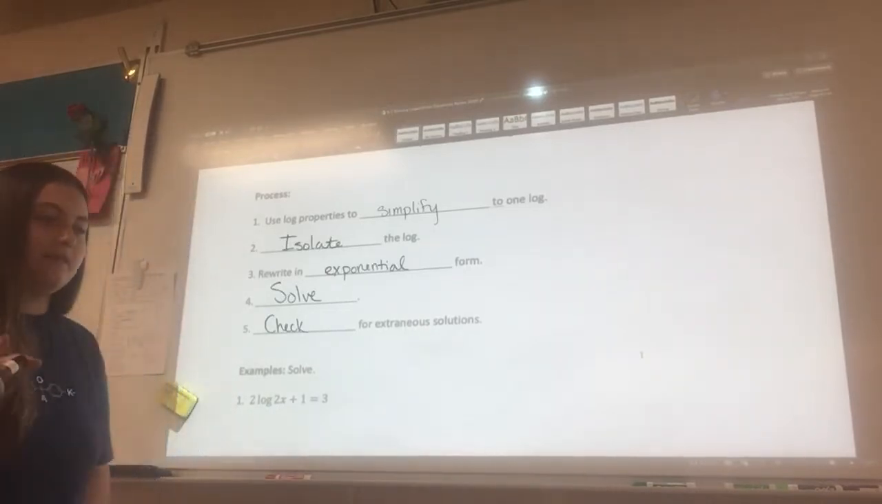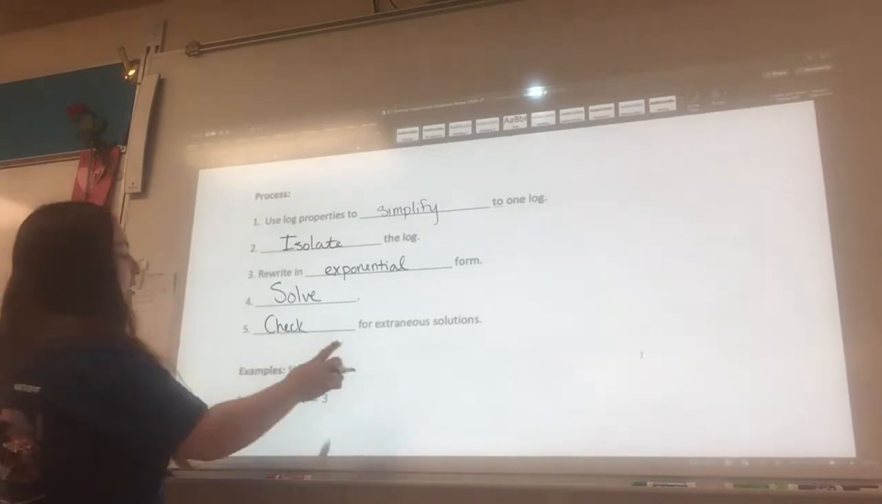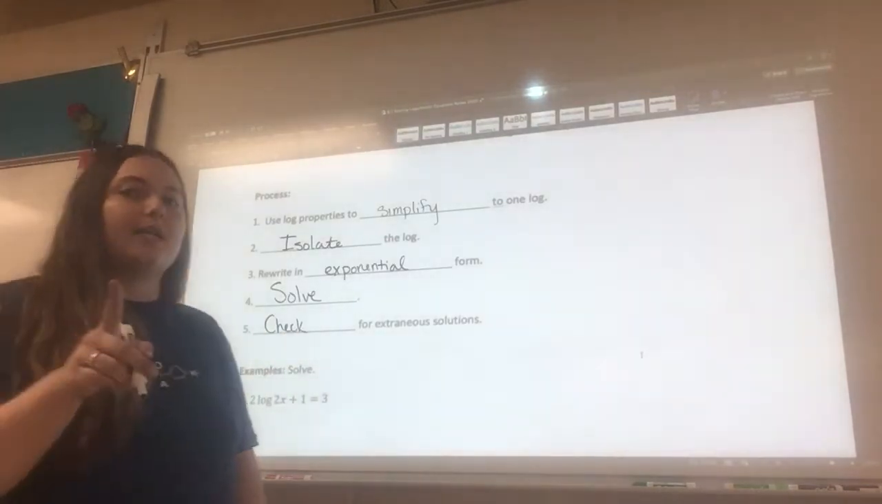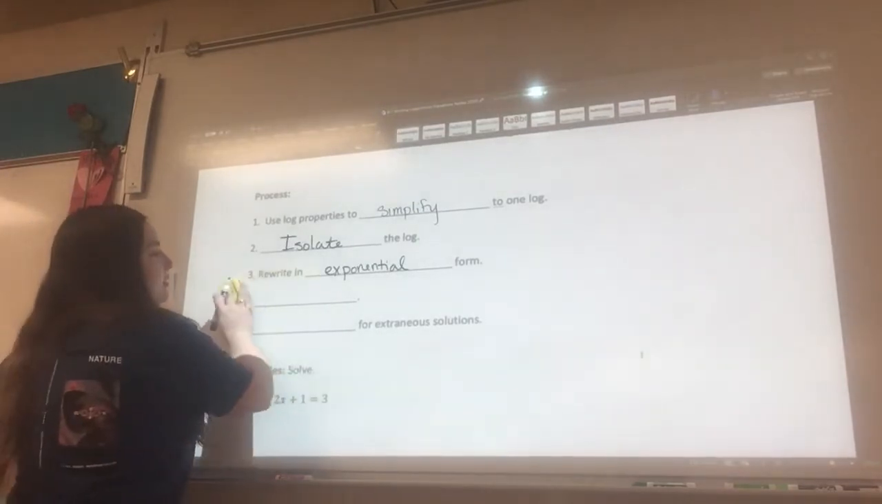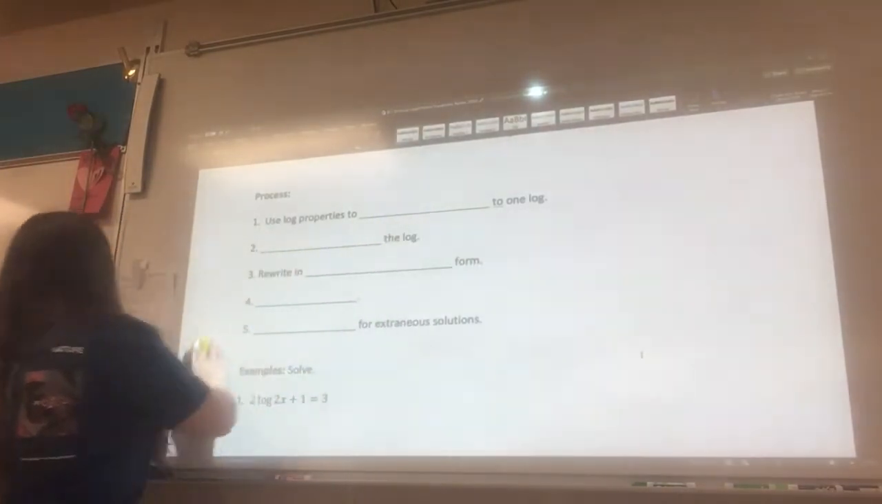Those are coming back into play from the beginning of last year. Last year and the beginning of this semester, we had extraneous solutions. So they are coming back. Make sure you remember to check these. That is important. Now that we have the process, let's get into solving our problems.